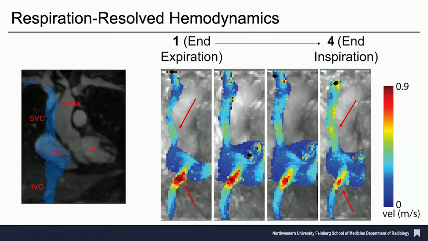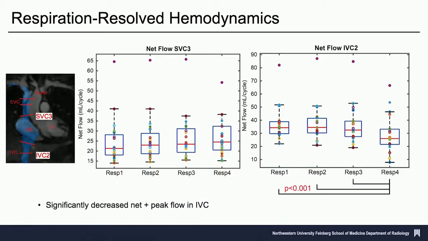You can see differences as you go from end expiration, respiratory phase 1, to inspiration. You can see a decrease in peak velocity in the inferior vena cava and an increase in the superior vena cava, which is kind of interesting.